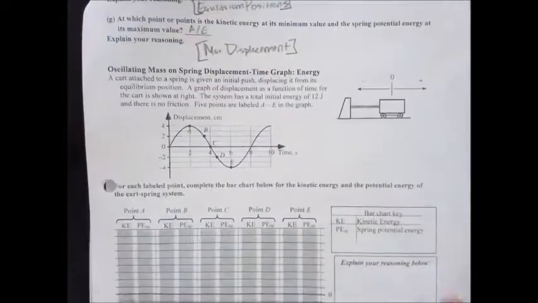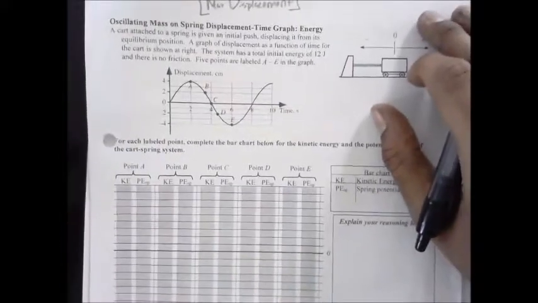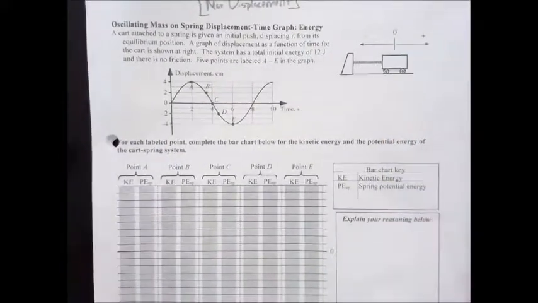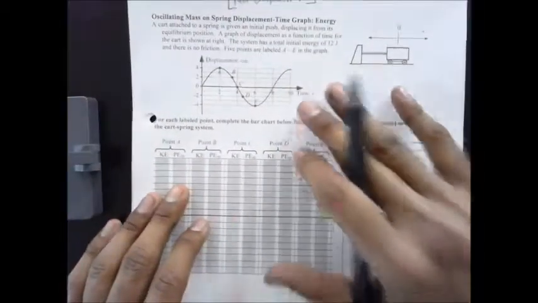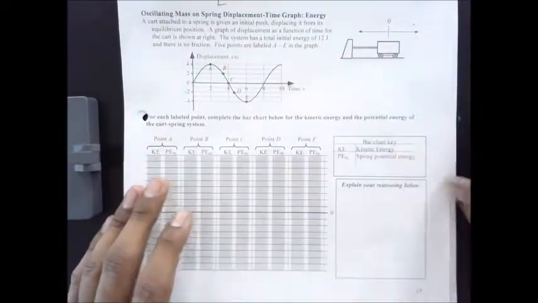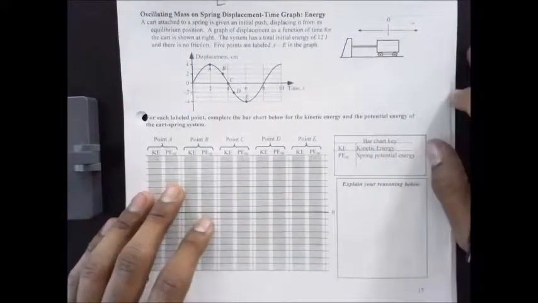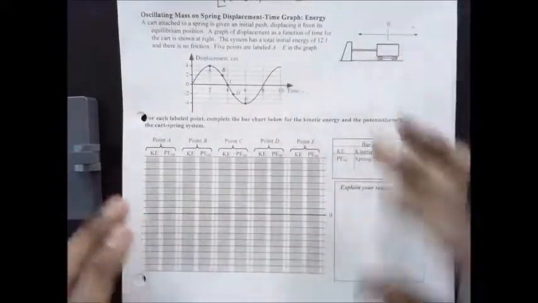Okay. Now, the second thing that I'm going to ask you to do on your quiz tomorrow is be able to draw energy bar charts for a simple harmonic oscillator. And so I'll go over this example that we did in class, but also go over example 3 for the SHM review problems, which also is very similar to this.